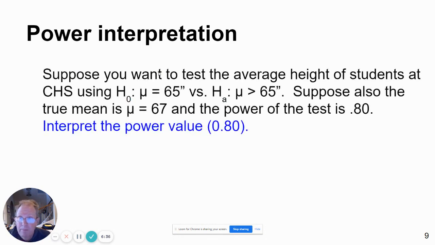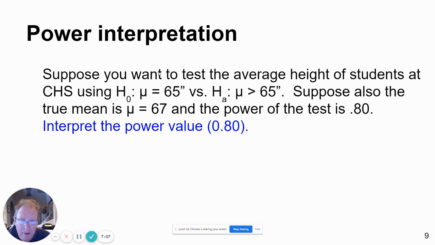Now let's interpret power. Suppose you want to test the average height of students at Capella High School using the null hypothesis that the average is 65 versus the alternative that it is greater than 65. So we have a one-tailed test. Suppose also that the true mean is 67, so that we should reject the null because the true mean is greater than 65. And we say that the power of the test is 0.8.